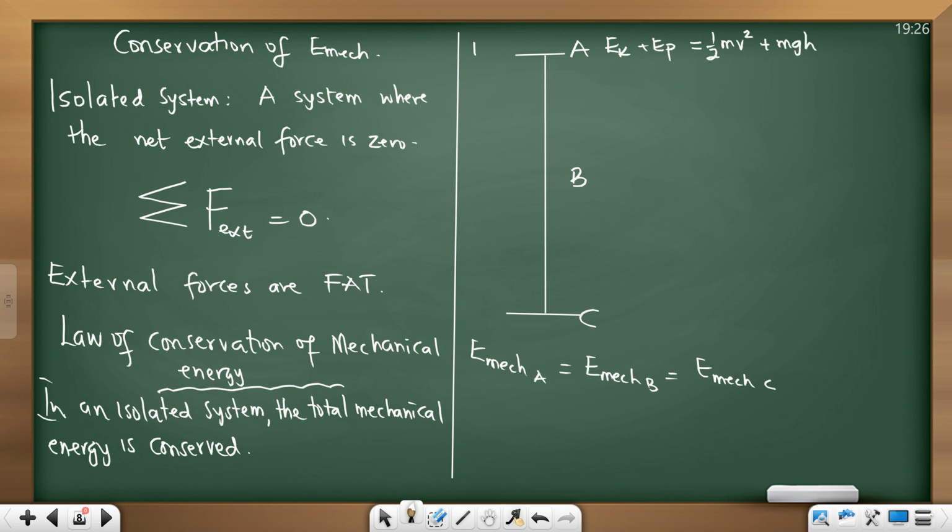EMEC at point A is equal to the others, because nothing is removing energy from the system. Energy can neither be created nor destroyed, but transformed from one form to another. Now, what is EMEC? EK plus EP, which is half mv squared plus mgh. Wait, this is the maximum height. Let's bring in vertical projectile motion. What do you know at the maximum height? Velocity is 0. So this value is 0, and my EMEC at point A is basically just potential energy. But at point B, EMEC becomes mg height of B plus half mv squared, with the velocity at B.